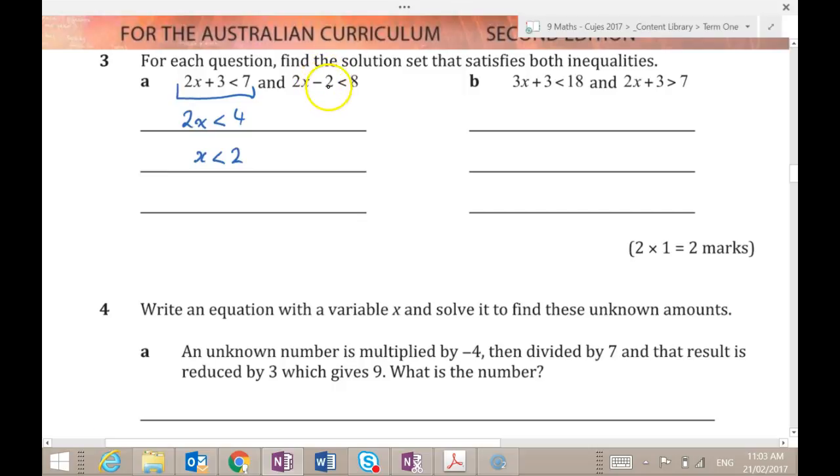So this time I have to do the opposite of subtracting 2, which is to add 2. So I'll have 2x is less than 10. And then when I divide by 2, I get x is less than 5. When they're saying find the solution set that satisfies both inequalities, you've just got to take the most restricted bit. So one of them, I could have any number less than 5. The other one, it's only any number less than 2. So to satisfy both, you must be less than 2.